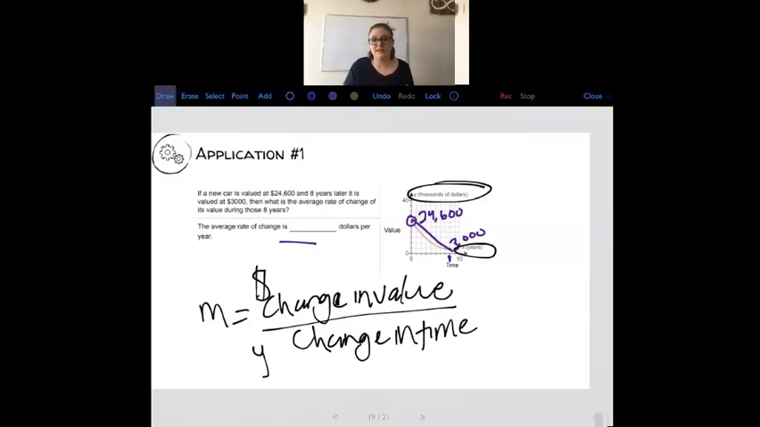Okay, so again, slope as a rate of change, we're changing how many dollars or how much change in value over a certain time period. So from this problem, we can get 2 points. Our first point would be at 0 years, the car is $24,600. And at 8 years, so that would be our x value, the car is valued at $3,000.